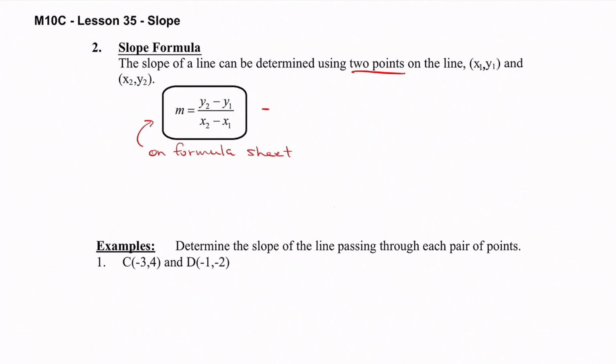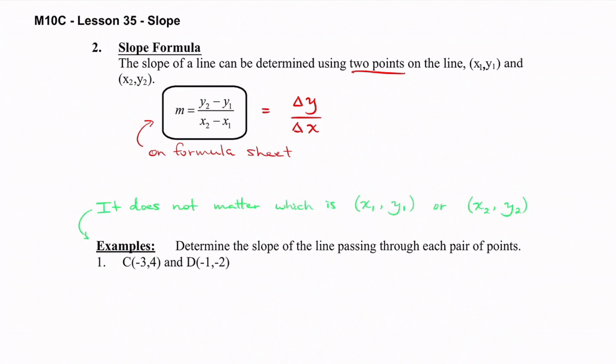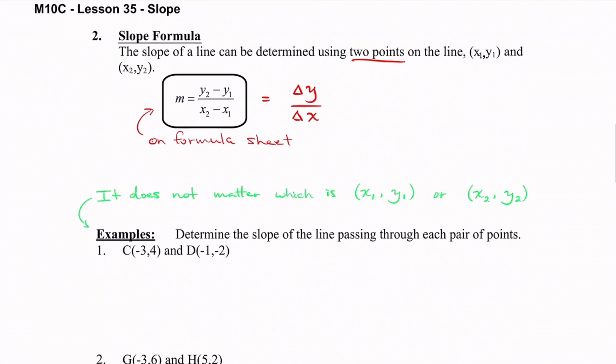Another way to write it though is, like we had on the front, change in y over change in x. Because that's what this is doing. You're going from one y to another, so that's a change in y, and one x to another, that's a change in x. So the one good thing about this formula is that the order of your points that you're given, it actually doesn't matter. So it says right there, it does not matter which one is x1, y1 or x2, y2. You can label them however. You're always going to get the same answer.